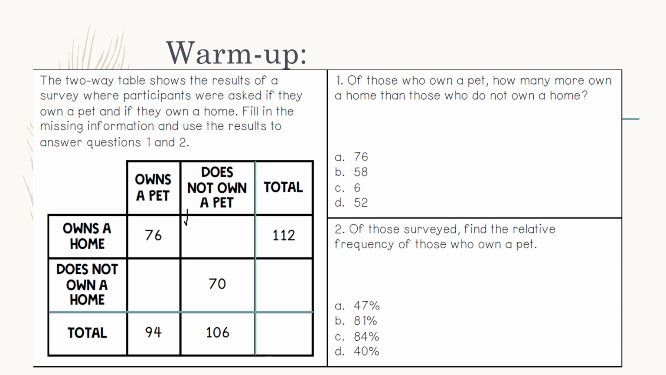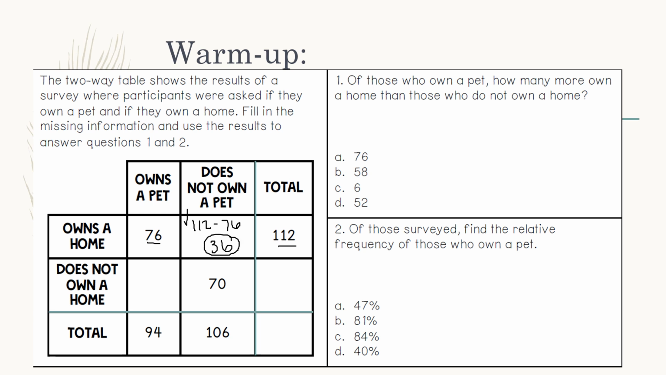To find this, we simply take our total, which is 112, and from that we're going to subtract the total number of pet owners, which is 76, and that will give us the total number of people who own homes but do not own a pet. So 112 minus 76 gives us 36.